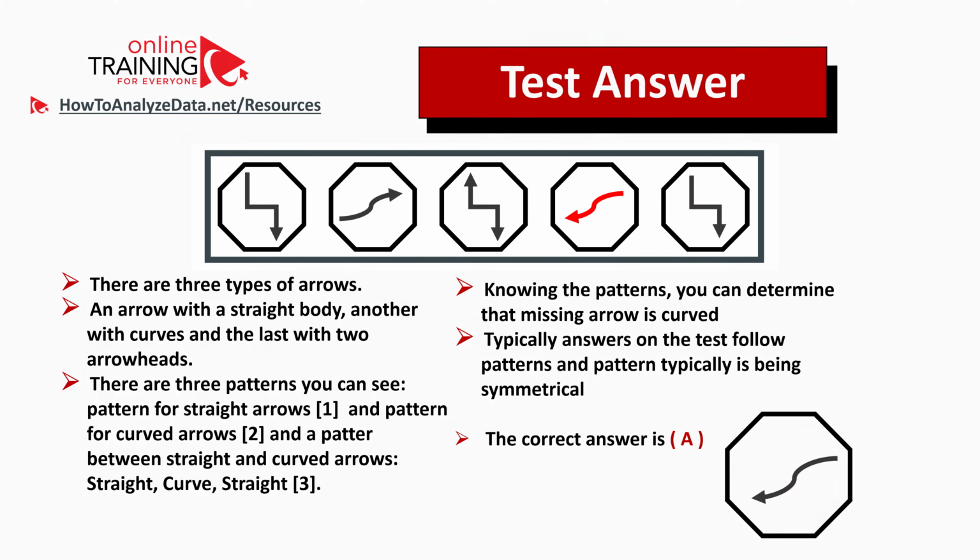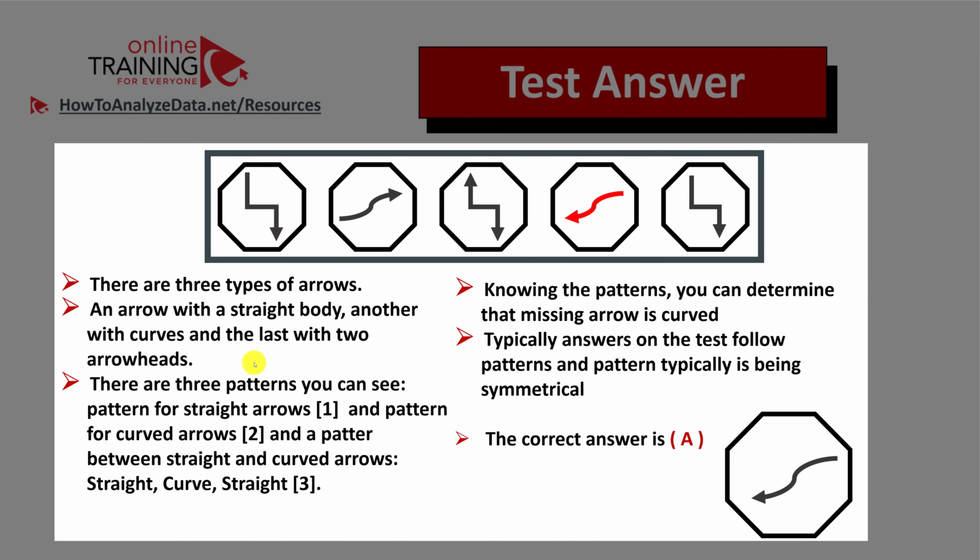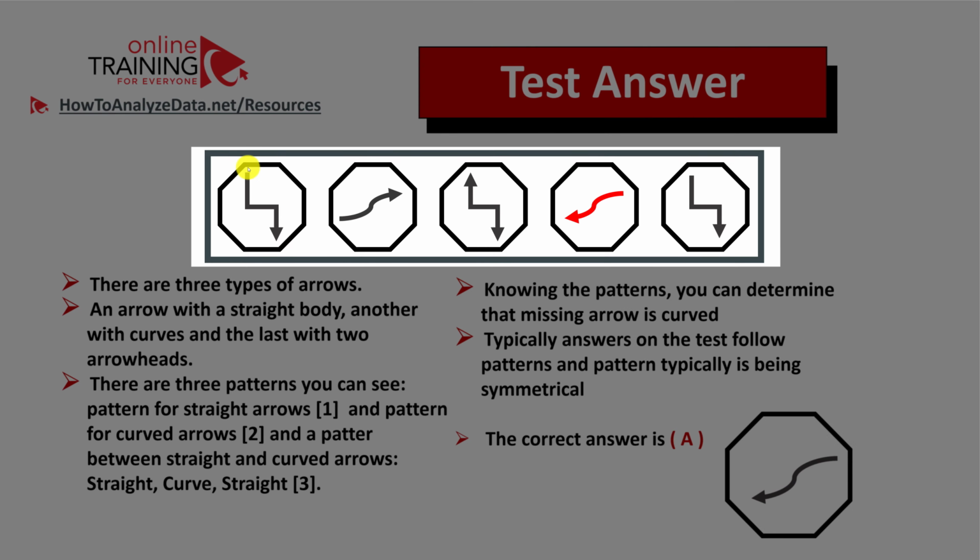What we see here is 3 types of arrows. We see an arrow with a straight body, another arrow with a curved body, and then we also see an arrow with 2 arrowheads. As usual, my recommendation is always look for patterns. You see that the numbers 1, 3, and 5 are straight arrows. And then we have a pattern for curved arrows. You see that the shapes 2 and 4 contain curved arrows.